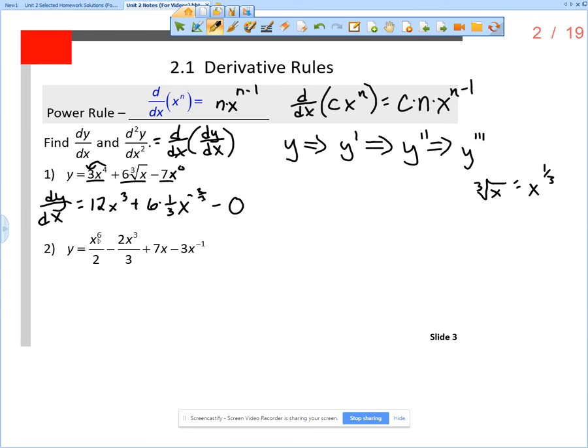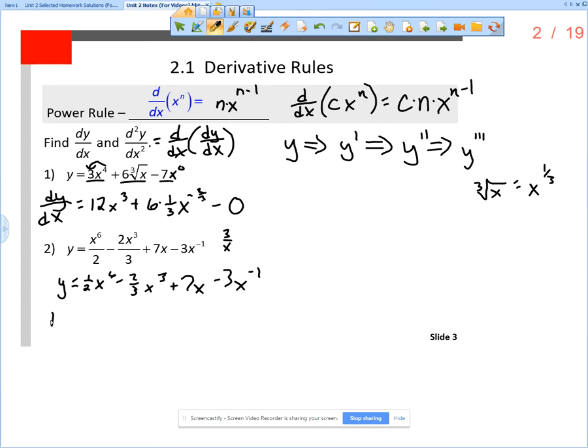I've got y equals x to the 6th over 2. Before I do this one, I'm going to rewrite it as 1/2 x to the 6th. If we realize that 1/2 is just a coefficient, that makes it a little easier. Same way with 2/3 x cubed plus 7x. Now, what about this? 3x to the negative first. I'm going to leave that alone, but 3x to the negative first is like saying 3 over x. If we had 3 over x, I would have wanted to rewrite it as 3x to the negative first. Notice this is still y.